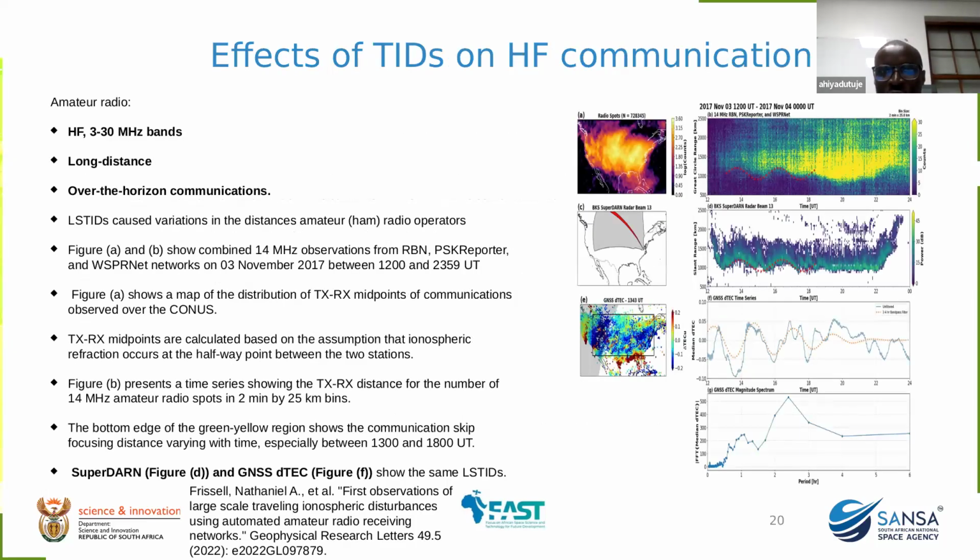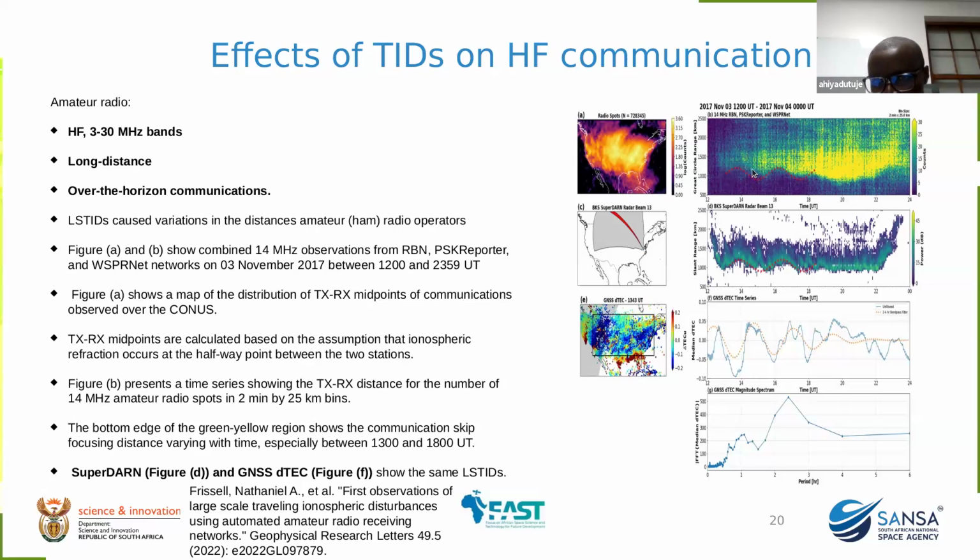Now, these are applications of TIDs, or I call them the effect of TIDs on HF communication or on other phenomena. In this paper, published by Nathaniel, they were investigating how amateur radio was used in America, and they were counting the number of operators available. In the top figure, you can see that the numbers were grouped according to range in kilometers, and they found the number of people where the signal was received, because sometimes you receive signals, sometimes you don't. When the signal is received, they count it as number 1, number 2, number 3. When they don't receive it, it is not counted.